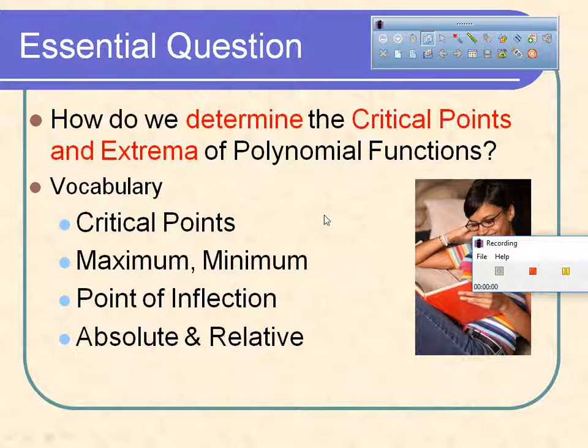All right, guys, your essential question for today is how do we determine the critical points and extrema of a polynomial, of any function, really? And so your main word here is critical points. We're going to be looking at things called maximums and minimums. And I'm going to give you the definition of point of inflection, but we don't really use that until you take AP Calc. Point of inflection is something we need in calculus. But for this class, we're really just going to be looking at maxes and mins, and we're going to talk about the difference between something called an absolute versus a relative, and I'll show you that also.